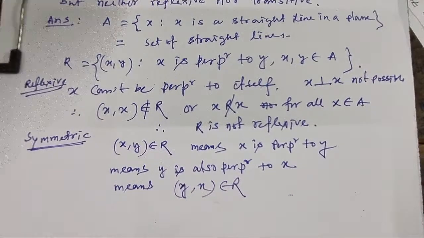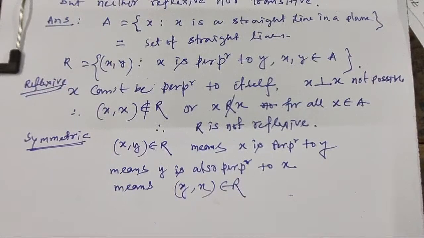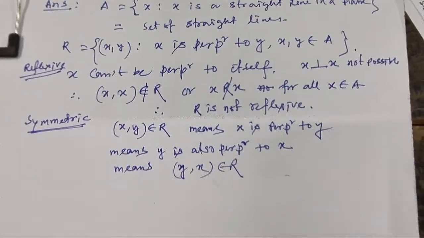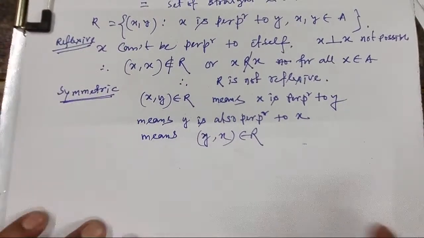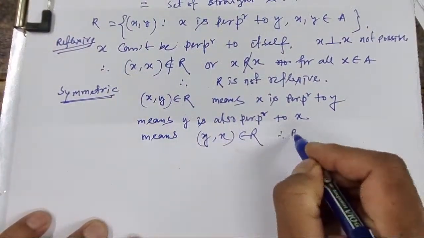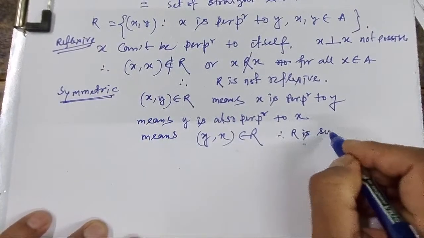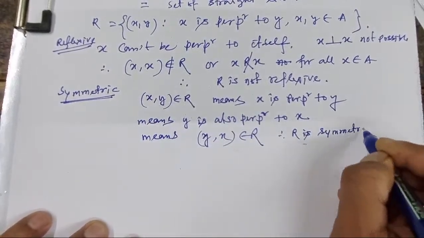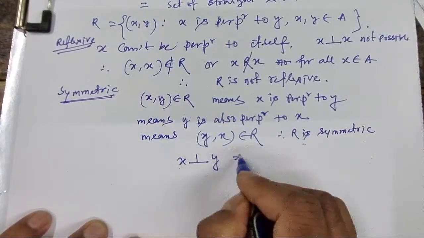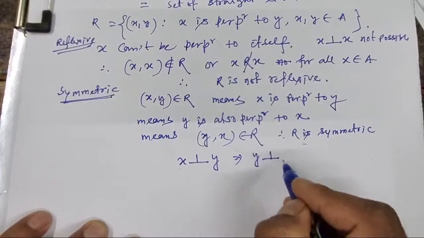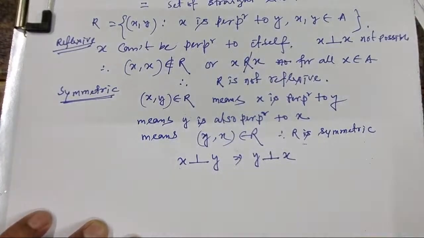So what you understood here? That R is symmetric, means x perpendicular to y implies y perpendicular to x. This logic you have to understand. This logic you have to understand. Then it will be okay, right?